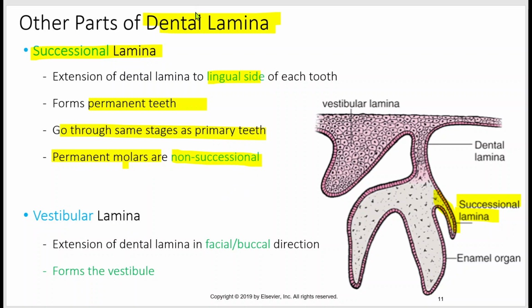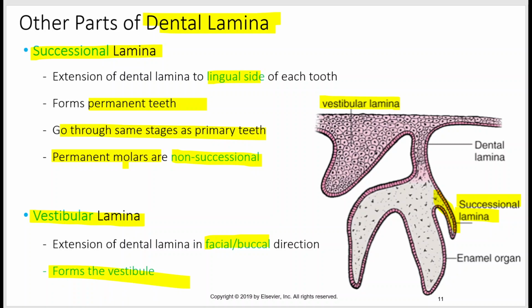The other part of the dental lamina is the vestibular lamina, and again, I talked about that. Technically, this would make the vestibule. But as you can see, they would appear in the facial or buccal direction: the successional lamina to the lingual, and the vestibular lamina to the buccal or facial. And that will form the vestibule.